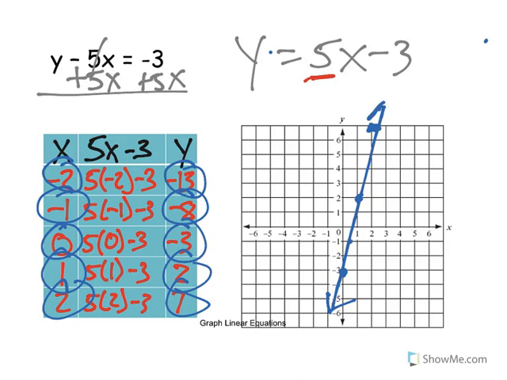I'm going to draw my arrows, and I'm going to label my original equation, right? y minus 5x equals negative 3. Could I have labeled this one here? Sure, you could have labeled y equals 5x minus 3, but since this is the question that you were asked to graph, that's really what we should be labeling.